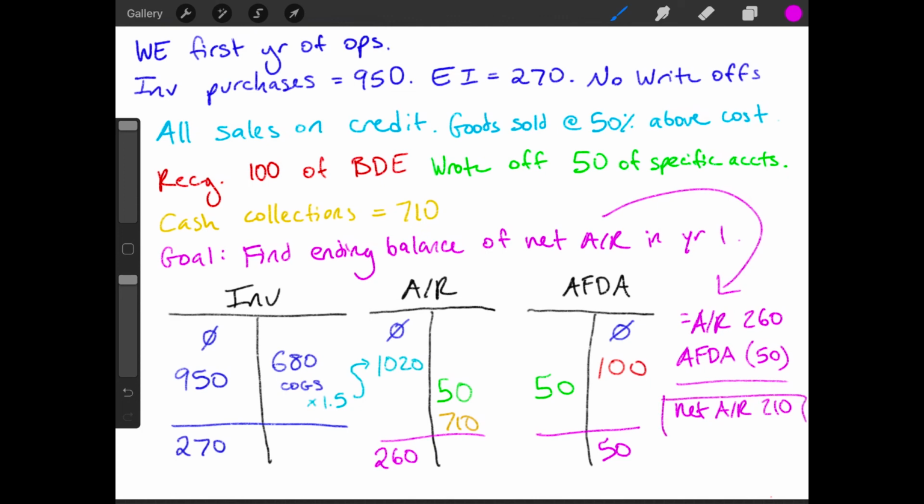Now, this question was pretty involved. However, you did have all of the necessary information to be able to solve for the answer to this question, and hopefully being able to walk through it will better allow you to see how all of these accounts are really interrelated in the accounting process.